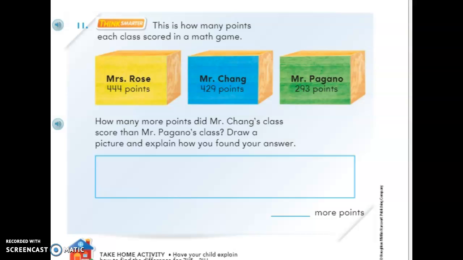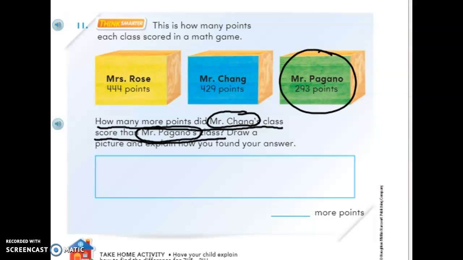So we need to figure out how many more. So it's going to be a bigger number first. How many more points did Mr. Chang's class score than Mr. Pagano's class? So we're looking for Mr. Chang and Mr. Pagano. We don't need Mrs. Rose. That is a number that we do not need to solve this problem. We only need these two.